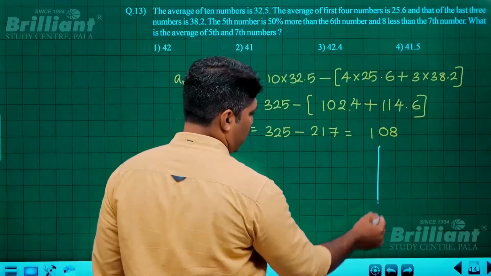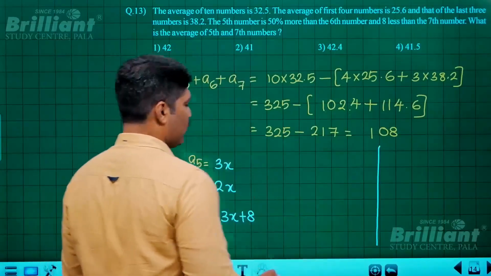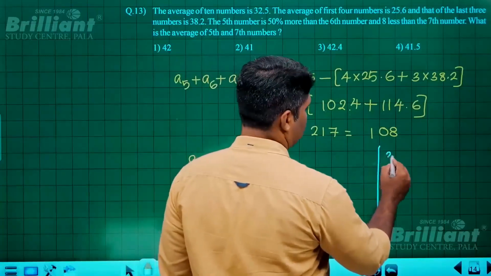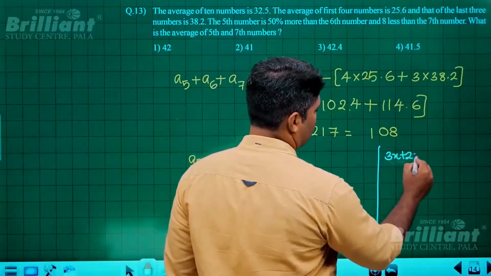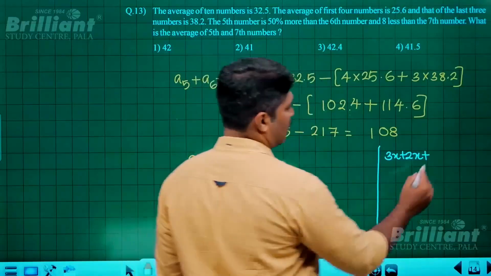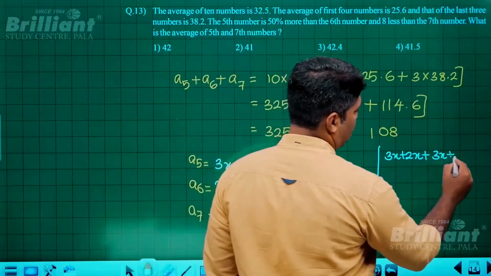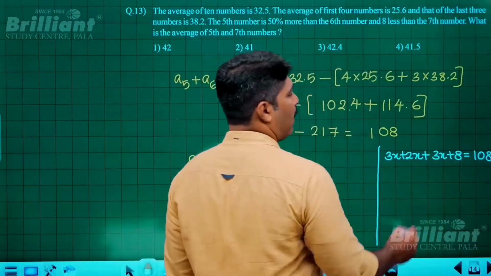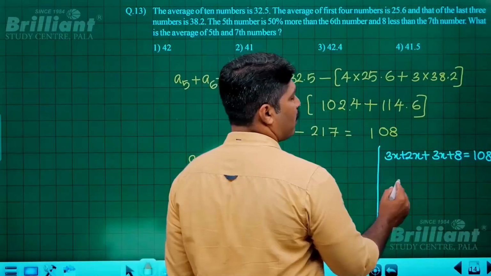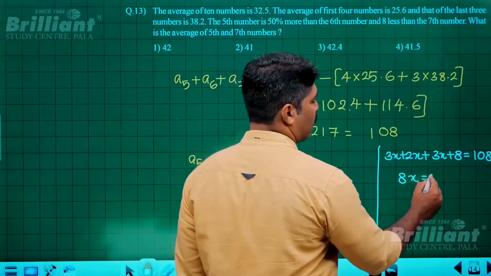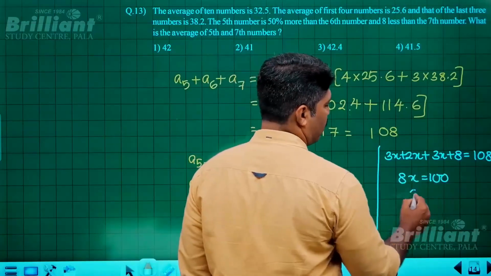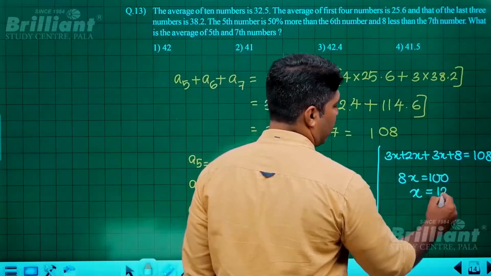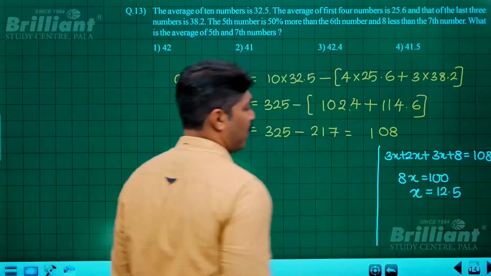So here, if we are considering the sum of these 3 values, that is 3x plus 2x plus 3x plus 8. So that is equal to 108. Or this is equal to 8x equal to 100. So what is the value of x here? x is equal to 12.5.